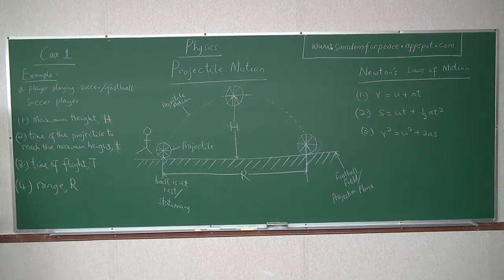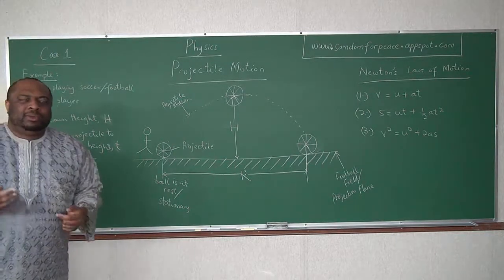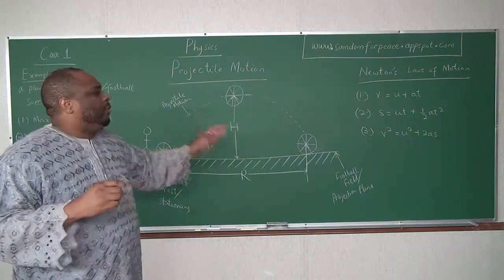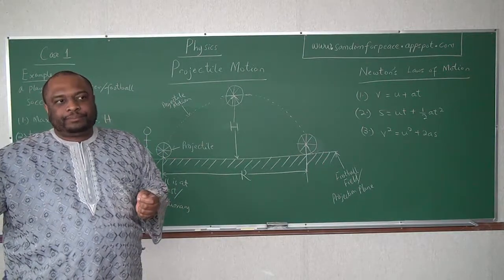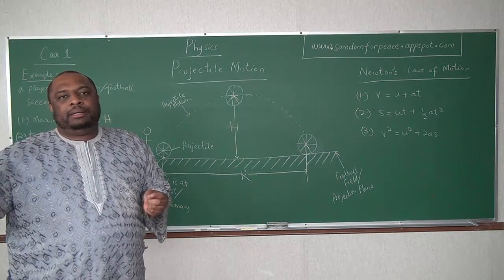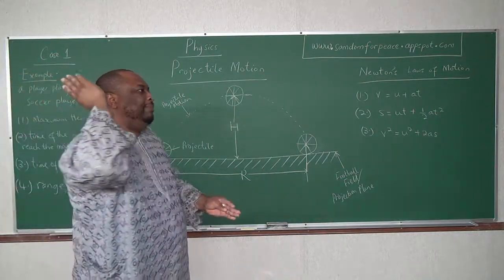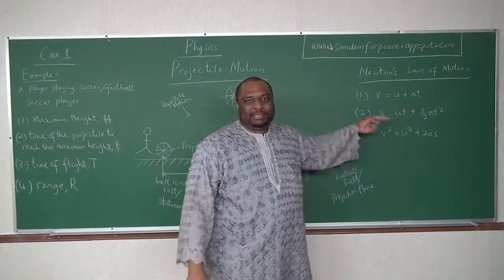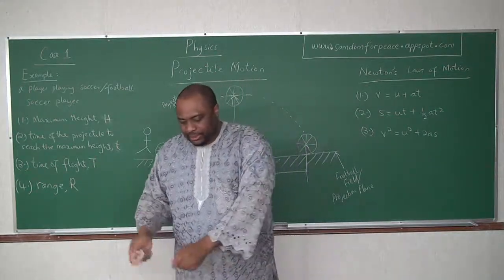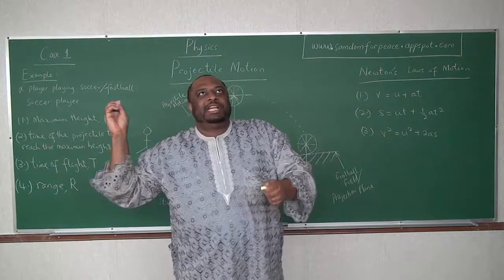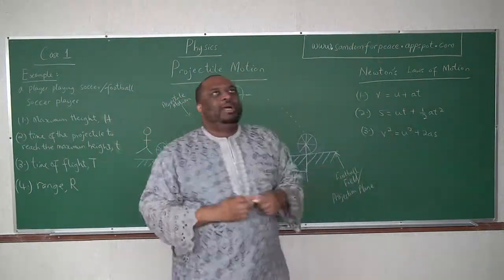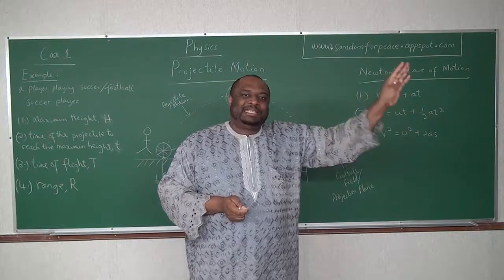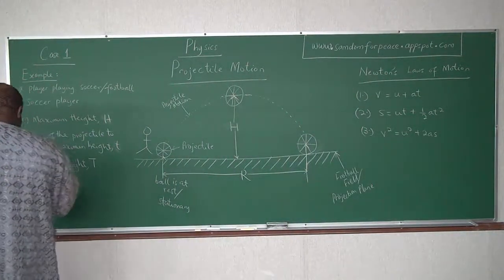Okay? And then we will now look at, let's say we are targeting the ball to go to the most distance. Let's say we want it to go to the farthest distance. Maybe you're hitting something, or you're throwing a javelin. Let's say you want it to go to the farthest distance. We call that the maximum range, R max.